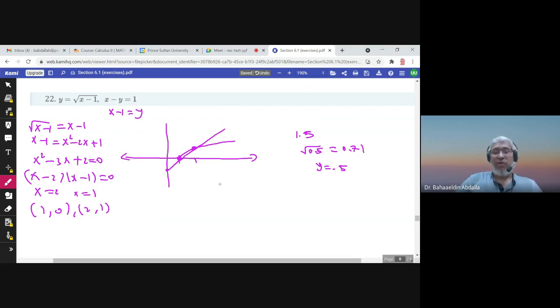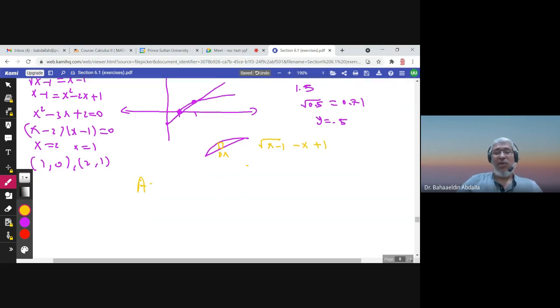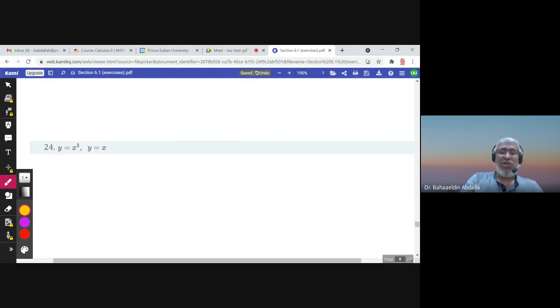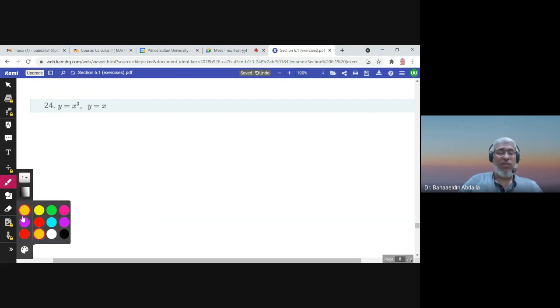This is almost the area between them. If I take a vertical rectangle, then always this curve would be above the line. So delta x is the width, and the height would be square root of x minus 1 minus the line, which is minus x plus 1. So the area would be given by this integral, the square root of x minus 1 minus x plus 1, dx, from 1 to 2. Once you sketch the graph, then it would be easy to evaluate.